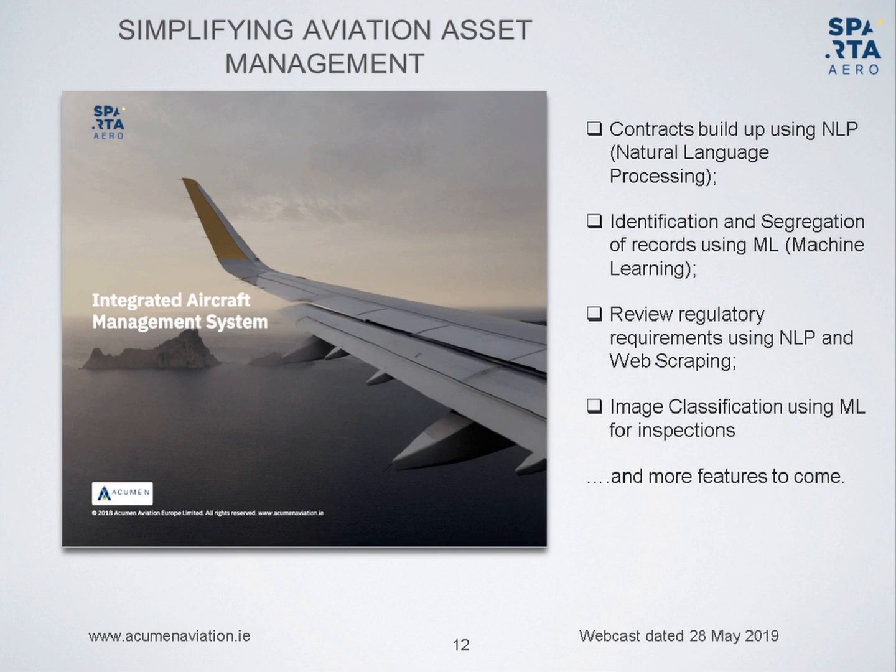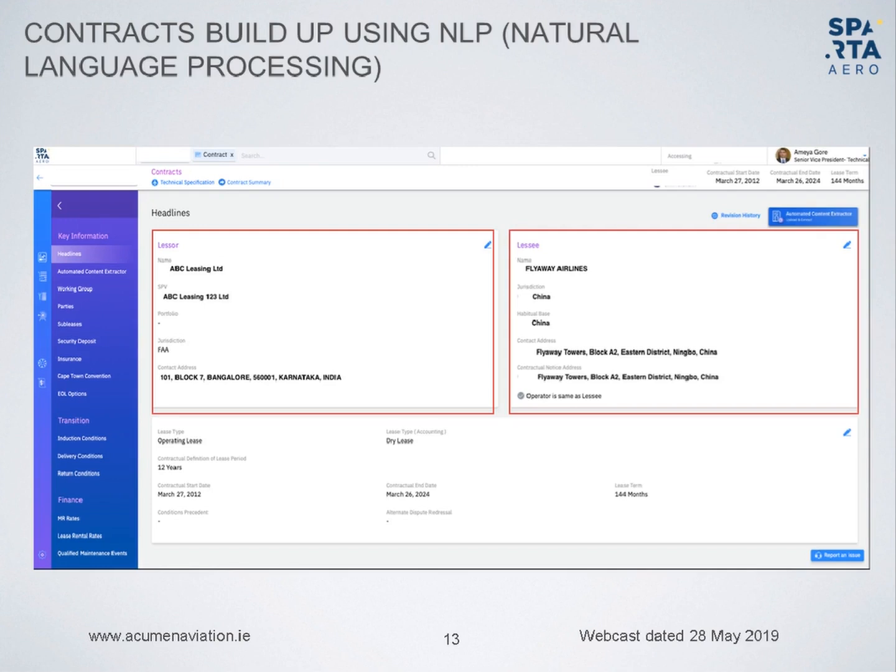The typical use cases that we looked at were contracts built up in the system or identification and segregation of records, as well as reviewing regulatory requirements, all of which are extremely time consuming and require a high value result at the end of the review. The contracts module is typically enhanced by using natural language processing to build up the asset's contract in the system.